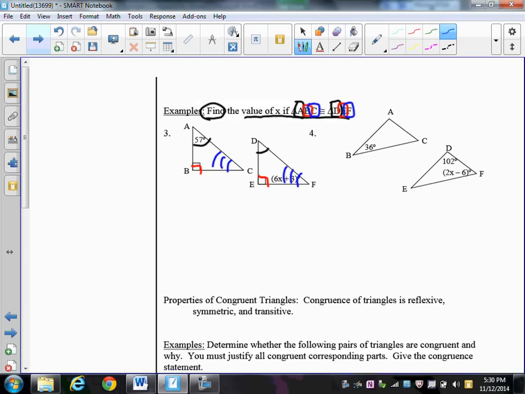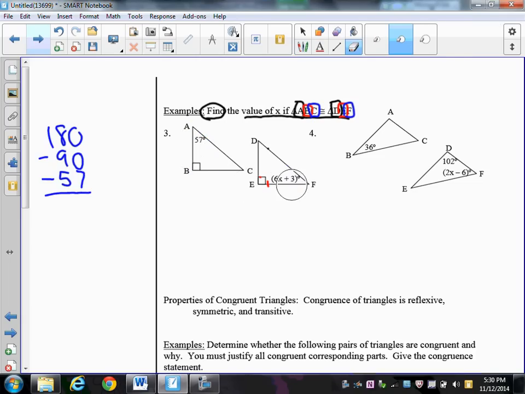So what is angle C? Well, to find angle C, I just do 180 minus 90 minus 57, because remember, all three angles in this triangle that I'm highlighting have to add up to 180. So I'm going to erase everything to make things a little bit more clear. Whenever I do that, I get 33 degrees. So angle C is 33 degrees.